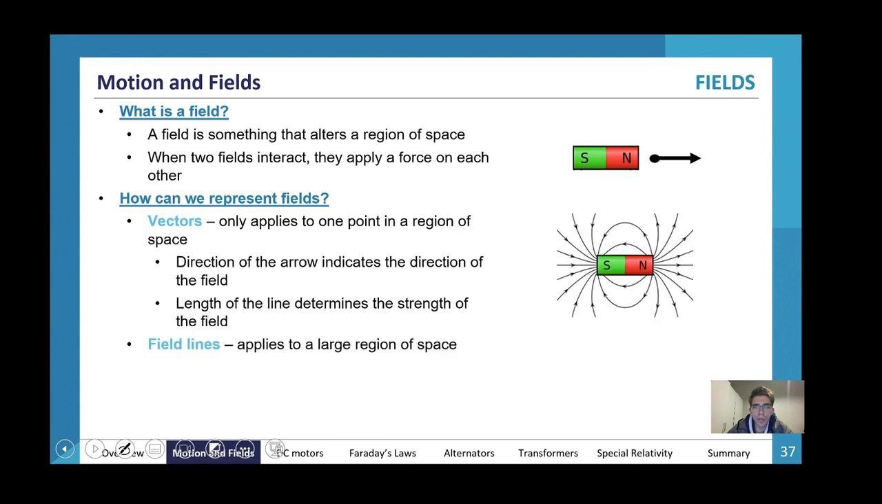Now let's start looking at fields for a bit. What is a field? Well, a field is something that alters a region of space. When two fields interact, they apply a force on each other.